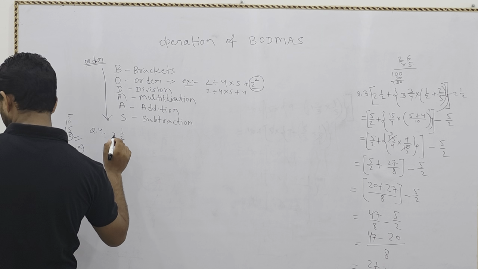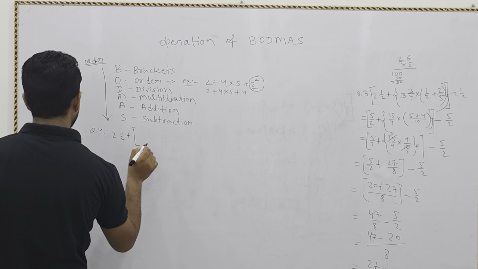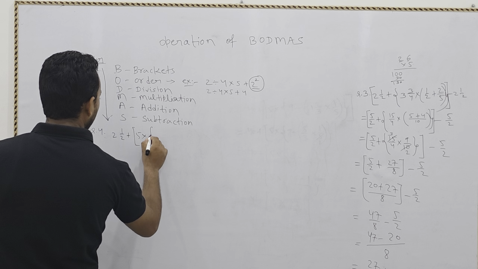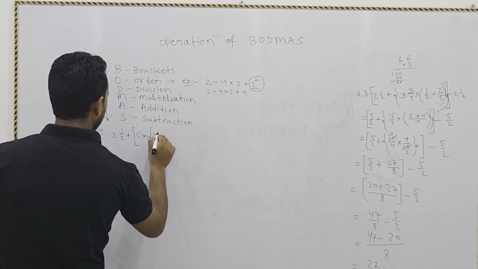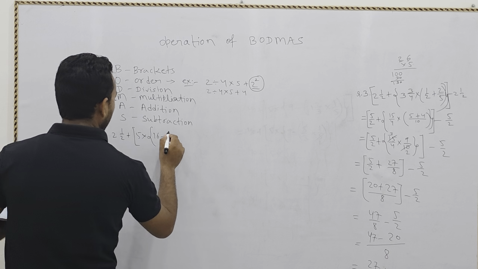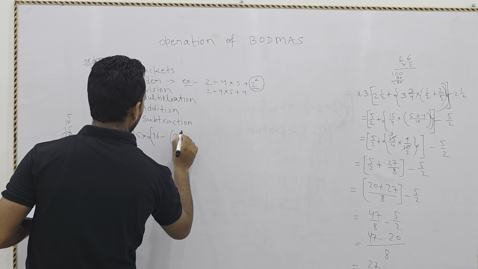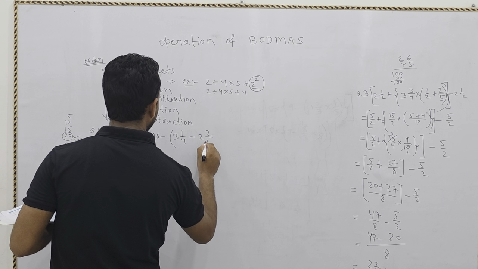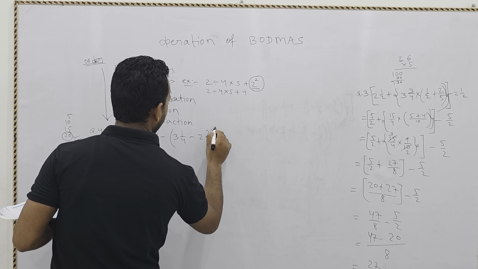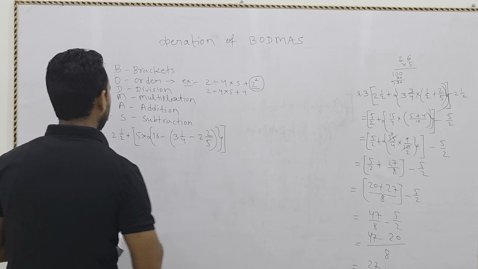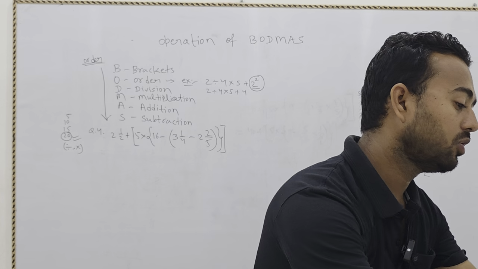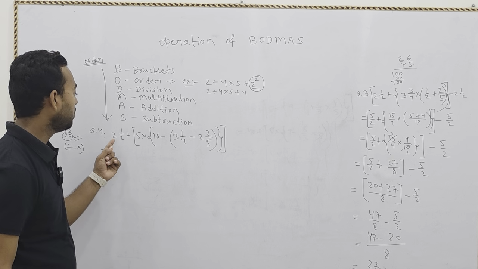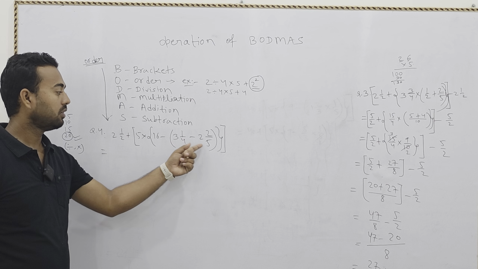2 1 by 2 plus, under bracket, 5 multiply, curly bracket, 16 minus, bracket 3 1 by 4 minus 2 2 by 5, a small bracket, middle bracket, and then lastly this bracket. So I have written the question, you can see on the blackboard clearly. Now you can see here the mixed fractions are already given.